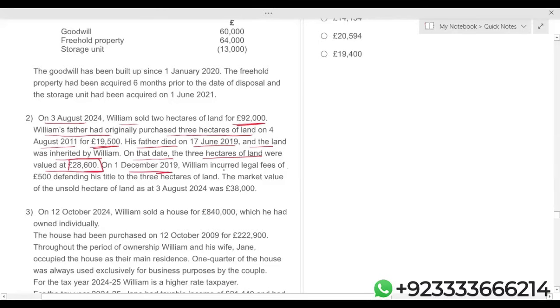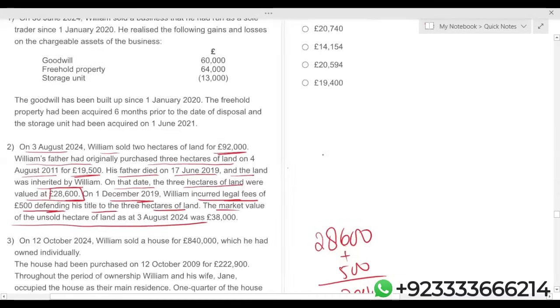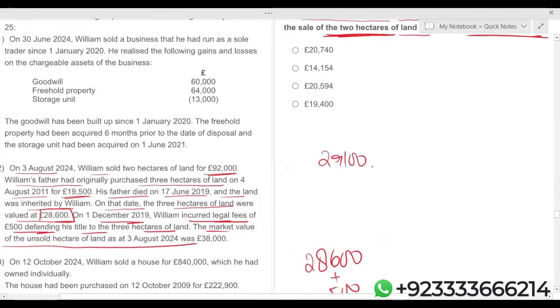On 1st December 2019, William incurred a legal fee of 500 defending his title to the 3 hectares of land. When you are bearing any legal fee to protect the title of a non-current asset, such a legal fee is also a capital expenditure. It means 28,600 plus the legal fee, so the entire cost of 3 hectares for William is 29,100. The market value of the unsold hectare of the land is this. So here comes the allowable cost. We are required to calculate the allowable cost of 2 hectares.